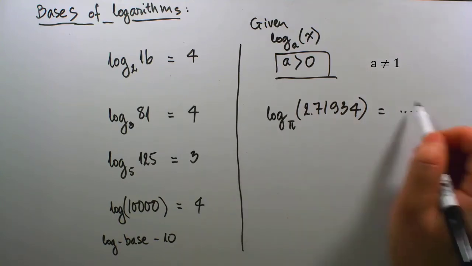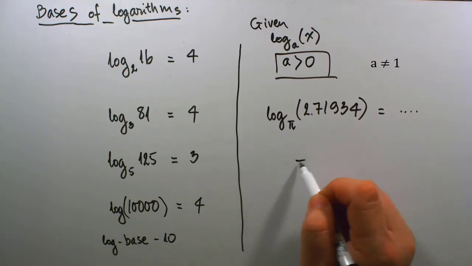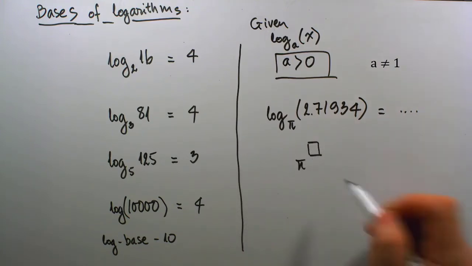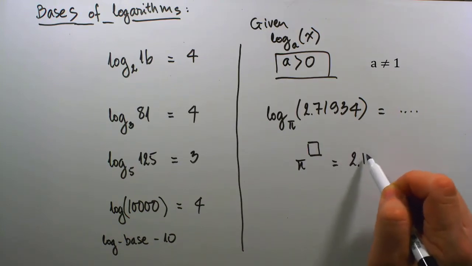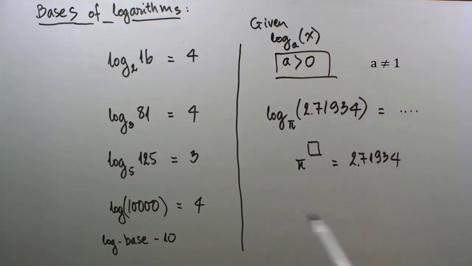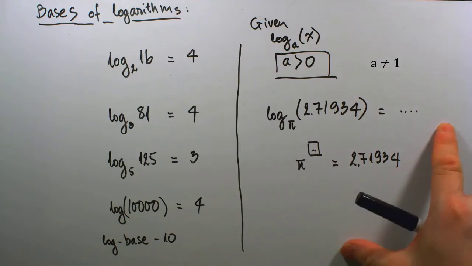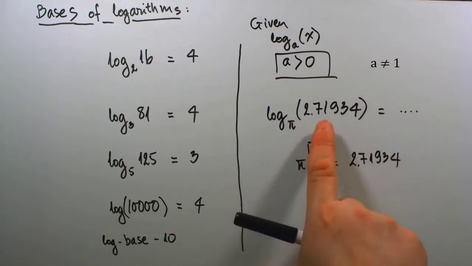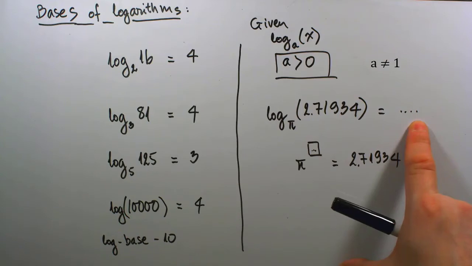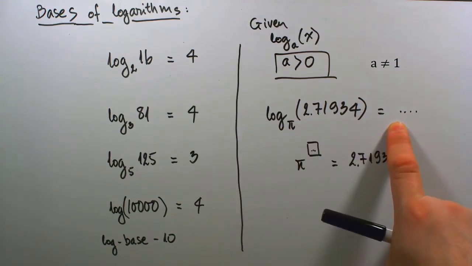And the answer means it's the answer to the question, what power of base pi, because pi raised to what power, equals 2.71934? I will show the calculator trick a little bit later on for how to get something like this, because obtaining an answer for a logarithm operation like this is of course way beyond our mental math capability.